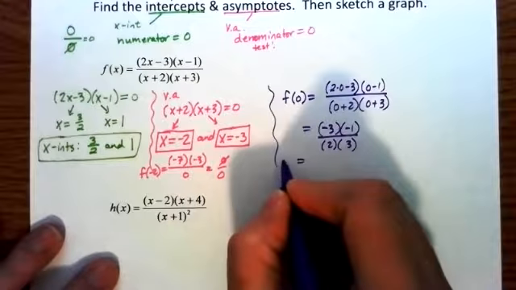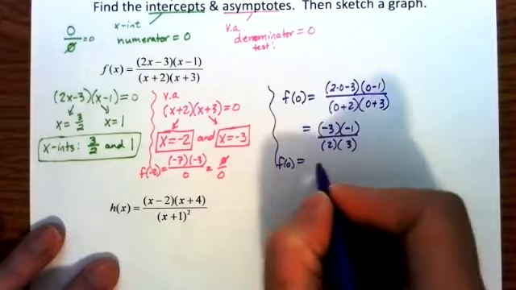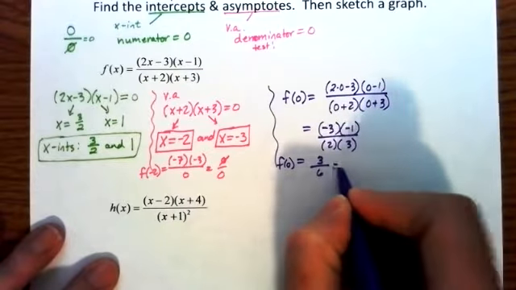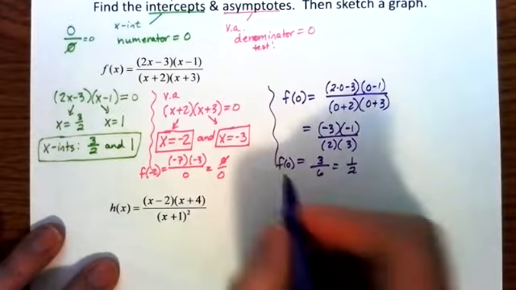So what does this arithmetic give us? F of 0 is -3 times -1, positive 3 over 6. And if we reduce it, it's 1/2. So we have a Y-intercept.